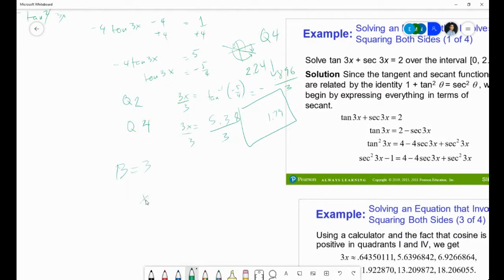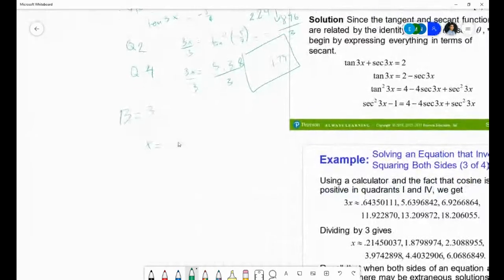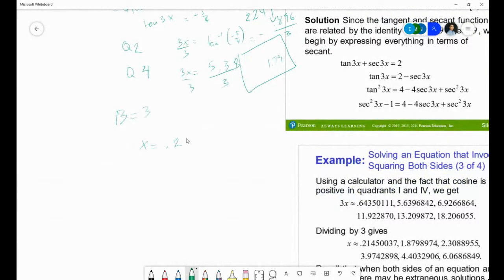So our first one was x is equal to, is it 2.14? No, 0.214 plus pi n. And then the other one, x is equal to, what was the other one? I don't remember. What was 5.38 divided by 3?